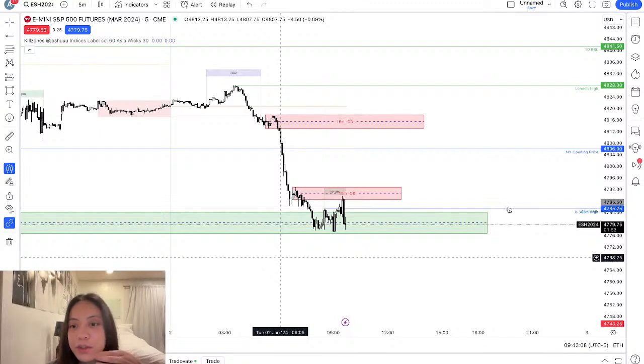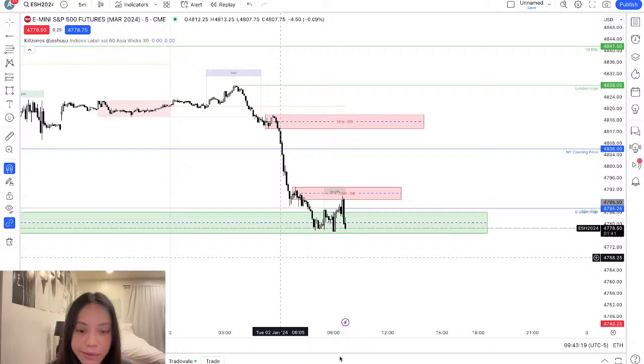Eggs is bearish for the week. Market maker sell model on the hourly.